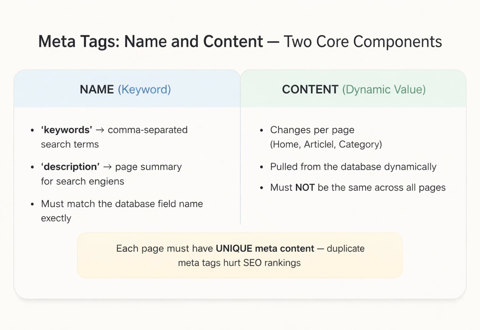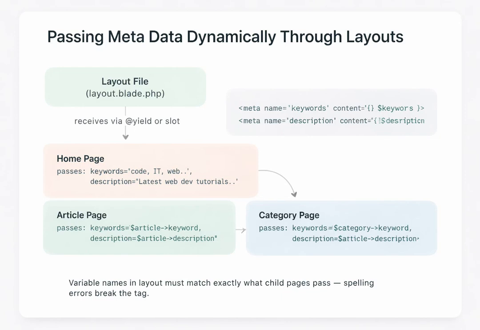If you're on the homepage, the description should reflect the homepage. If you're on an article page, the description should reflect that specific article. You absolutely cannot use the same meta content across every page. That's a major SEO mistake. Each page needs its own unique, relevant meta information. So how do we actually implement this?